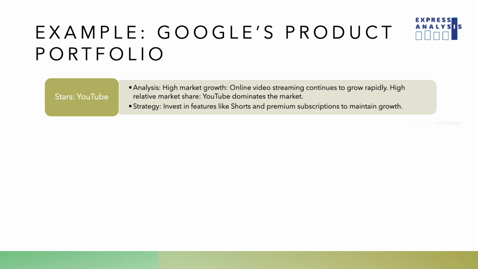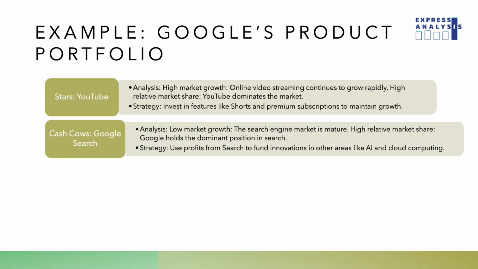Cash cows. Google search. Analysis: low market growth. The search engine market is mature. High relative market share. Google holds the dominant position in search. Strategy: use profits from search to fund innovations in other areas like AI and cloud computing.